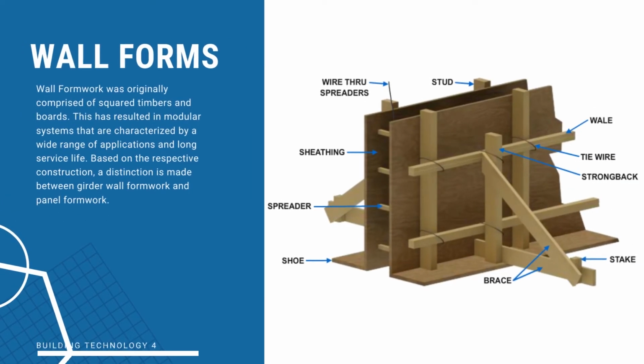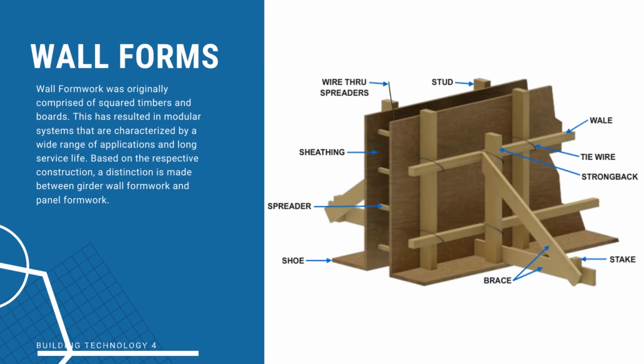Wall forms. Wall formworks originally comprised squared timbers and boards. This has resulted in modular systems that are characterized by a wide range of application and long service life. Based on the respective construction, a distinction is made between girder wall formwork and panel formworks. In the presentation, there are names there that are in the wall form. So, here are the 5 components that should be in your wall forms.